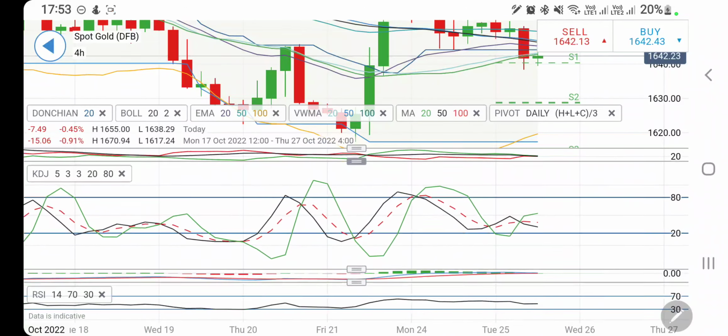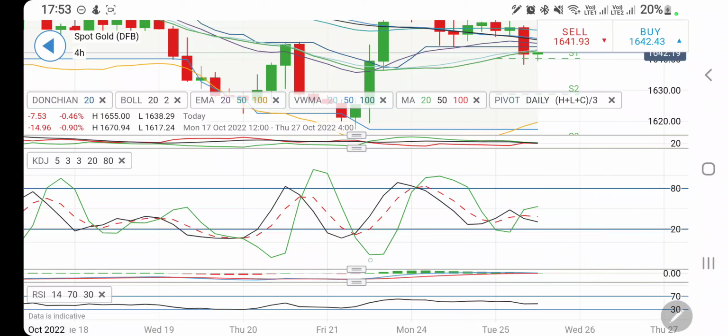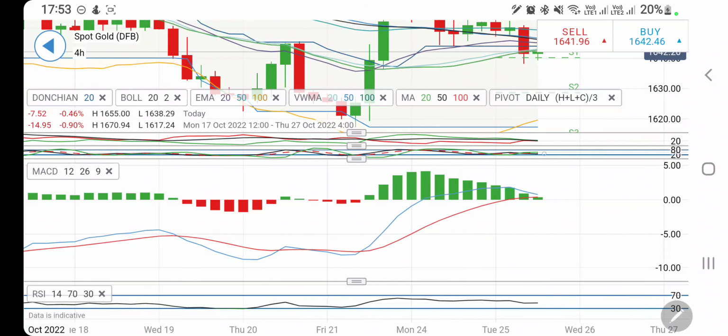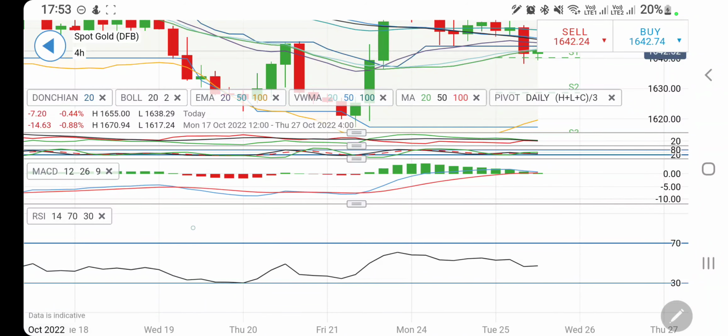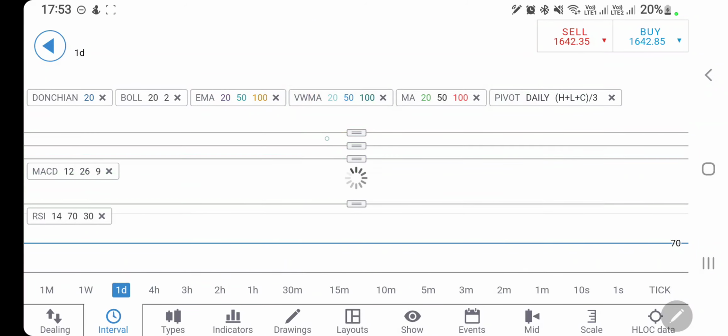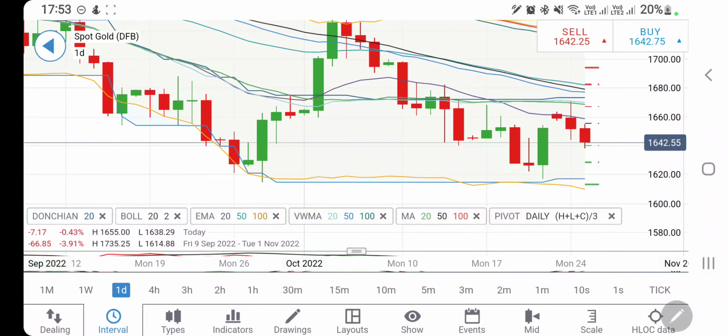The directional movement is moderately bullish. Stochastic looking downwards, and if you look at the MACD, this is on the verge of a crossover. It has not yet crossed over, so wait for it, else it can again try to diverge and trade bullish from here. So RSI trading flat. Now look at the daily charts.